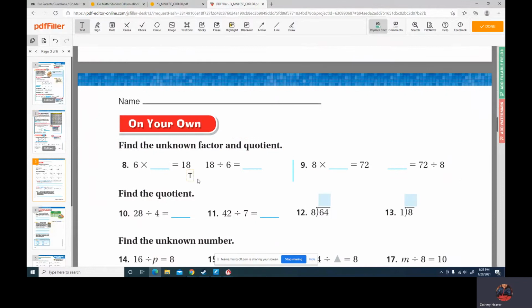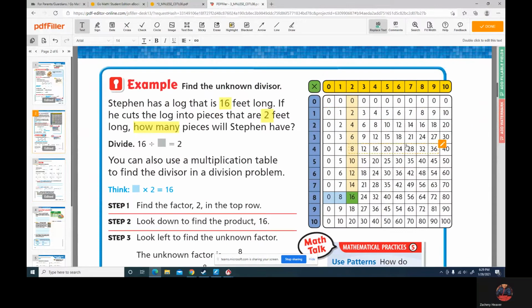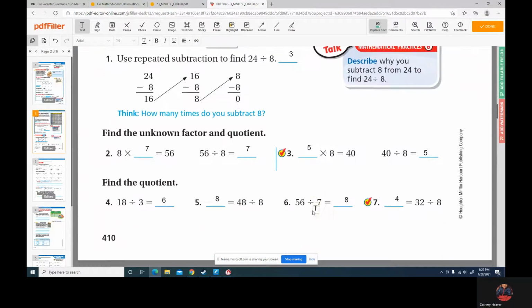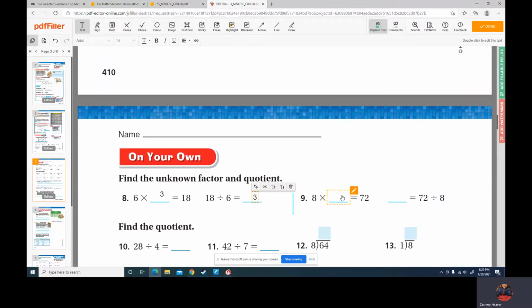Now this one says on your own. Let's make this true. 6 times what equals 18? Well, we know that is 3. We should know that's a review. So 18 divided by 6 will be 3. This is a tough one. 8 times what equals 72? Well, I'm going to go up to my chart. Find 8. Go all the way down to 72. Then go over 9. So it's going to be 9 here. And 72 divided by 8 will also equal 9.